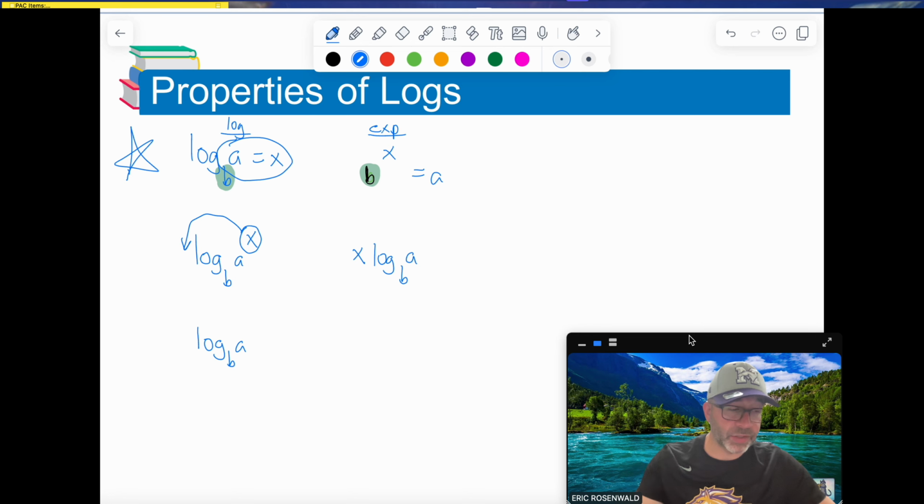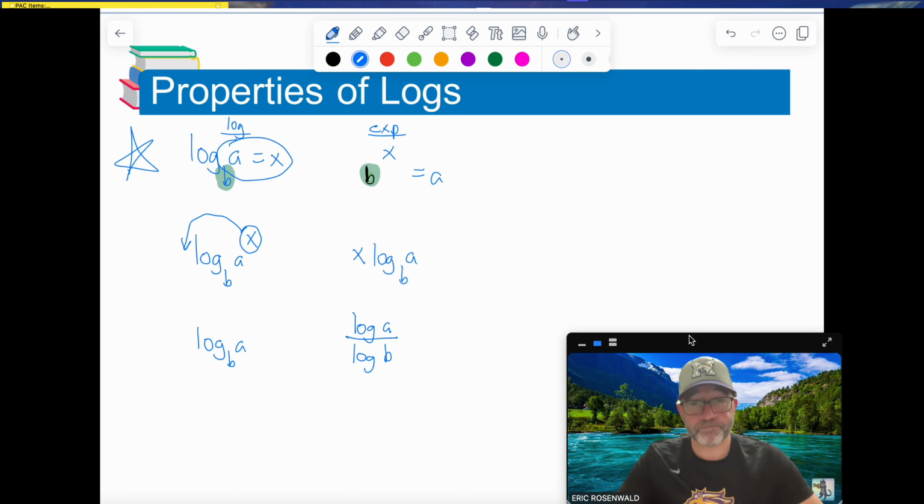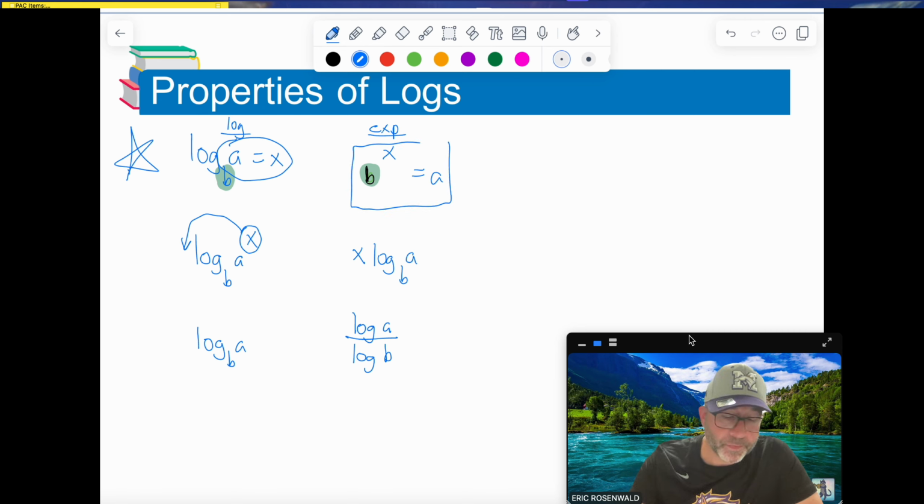But change of base is literally converting it so it becomes base 10. So the conversion for this is log of a divided by log of b. Okay? That's called the change of base property. So that's an important one to know as well.